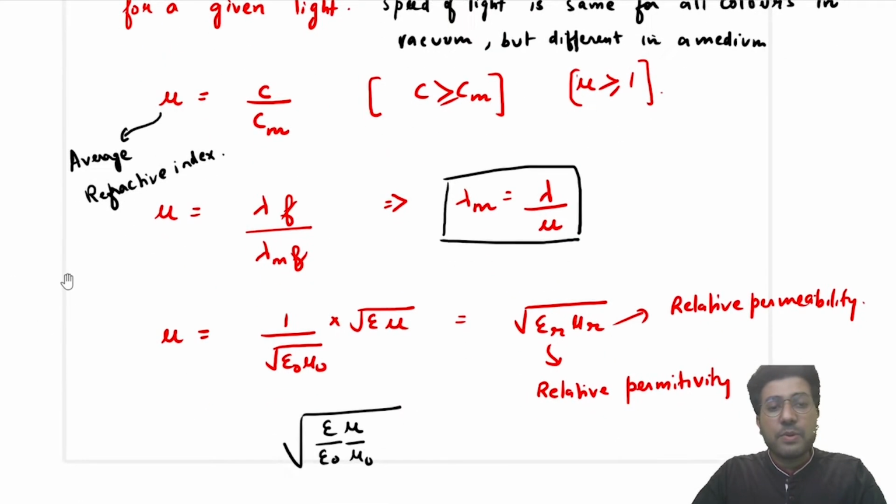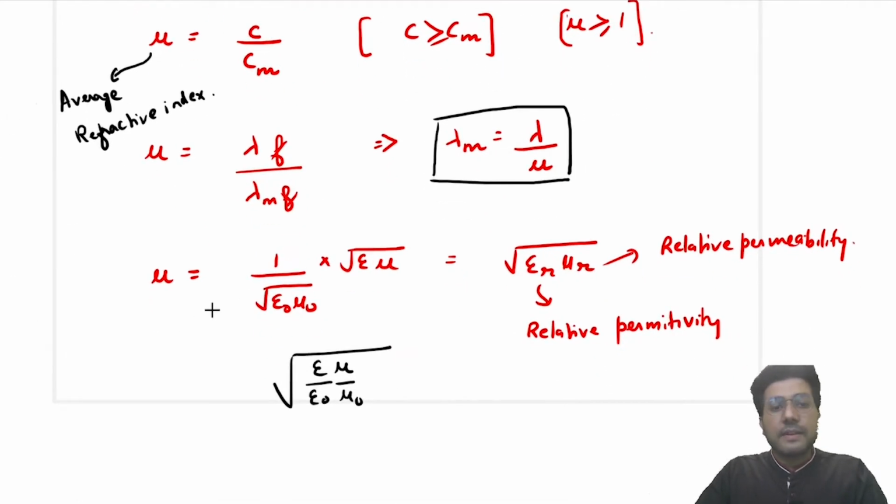Now, mu is C by Cm. Now C is 1 by under root epsilon naught mu naught. Cm is 1 by under root epsilon mu. From this you will get mu is equal to under root epsilon by epsilon naught into mu by mu naught.